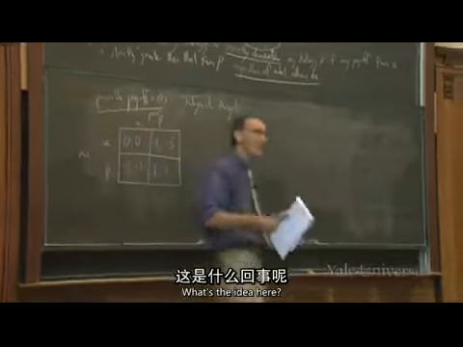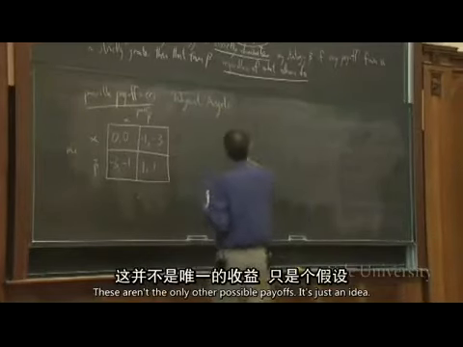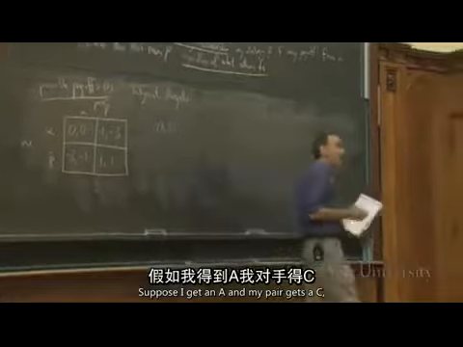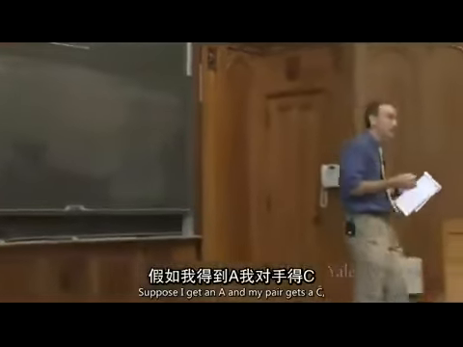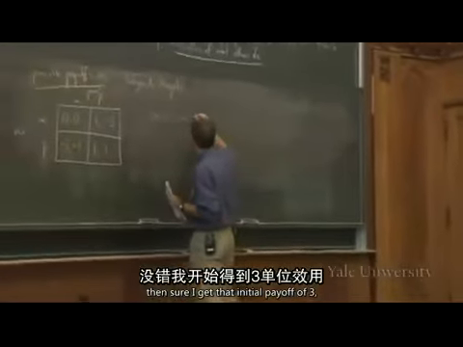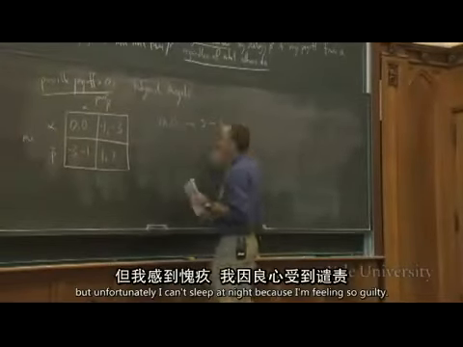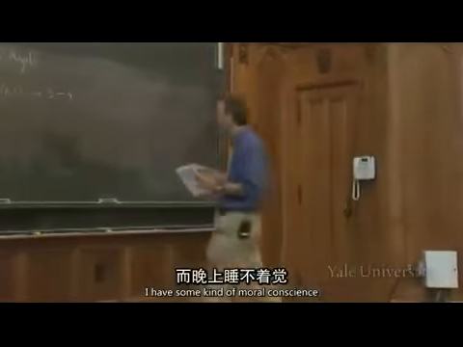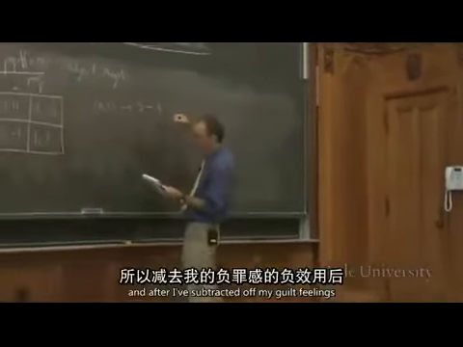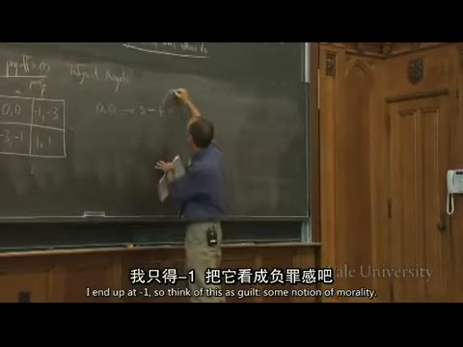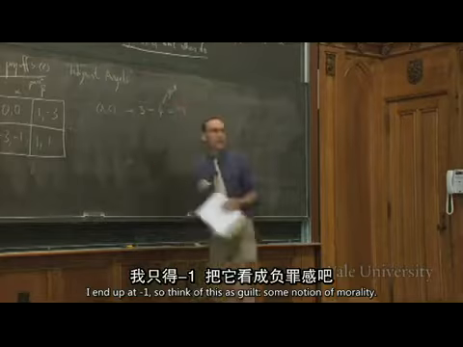And what's the idea here? These aren't the only other possible payoffs, it's just an idea. Suppose I get an A and my pair gets a C, then, sure, I get that initial payoff of 3, but unfortunately, I can't sleep at night because I'm feeling so guilty. Right? I have some kind of moral conscience, and after I've subtracted off my guilt feelings, I end up at -1. So think of this as guilt, some notion of morality.